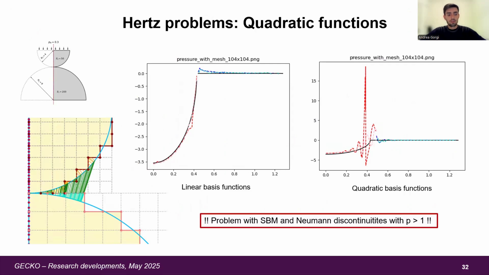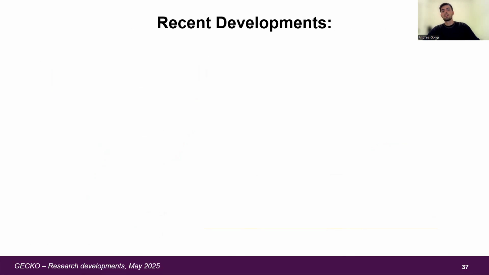So the only problem that we experienced was that with higher order basis functions, for example, quadratic basis functions, the algorithm seemed to have some issues. At the moment it diverged from the analytical solution, but we connected this problem to a more general issue connected to the shifted boundary method and Neumann discontinuities. So Neumann boundary conditions that present discontinuities, so for example jumps as in the case of the contact for higher order basis functions, and this is still an open field of study.